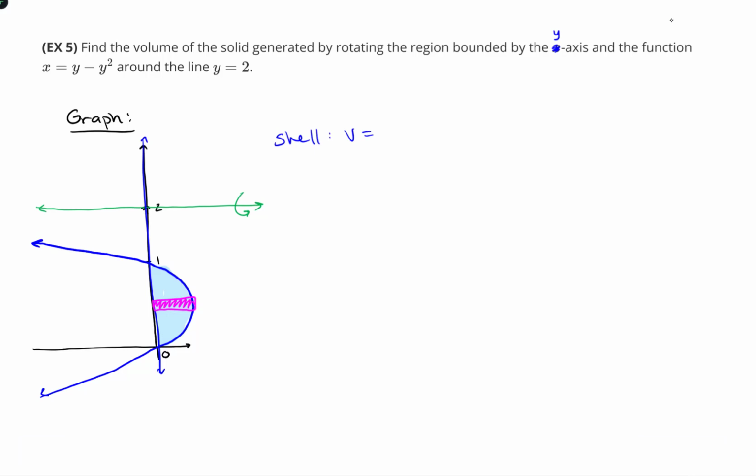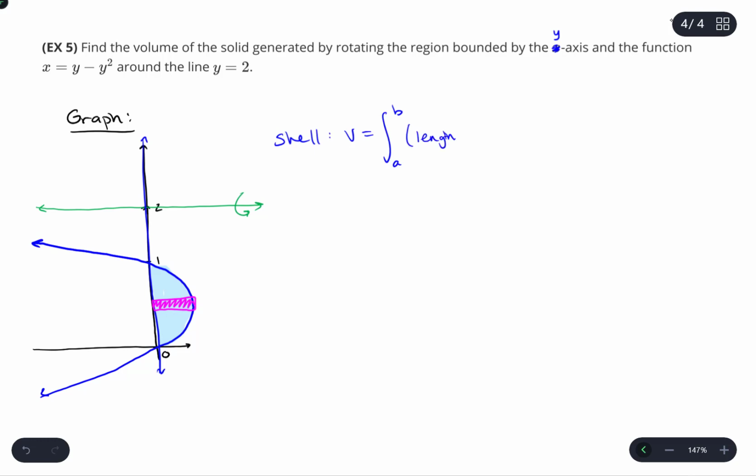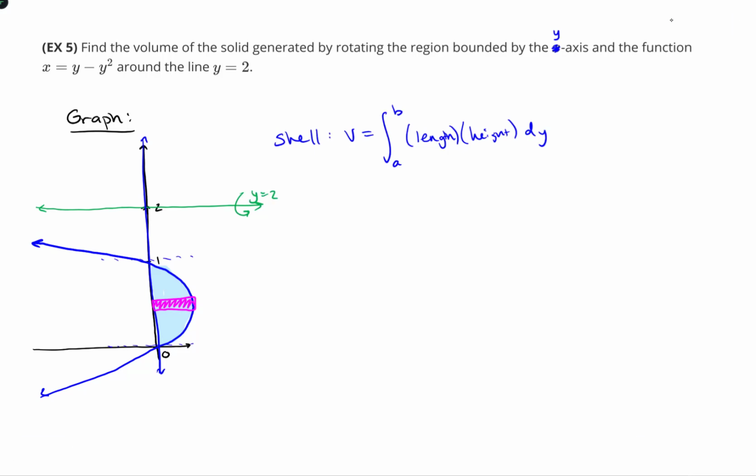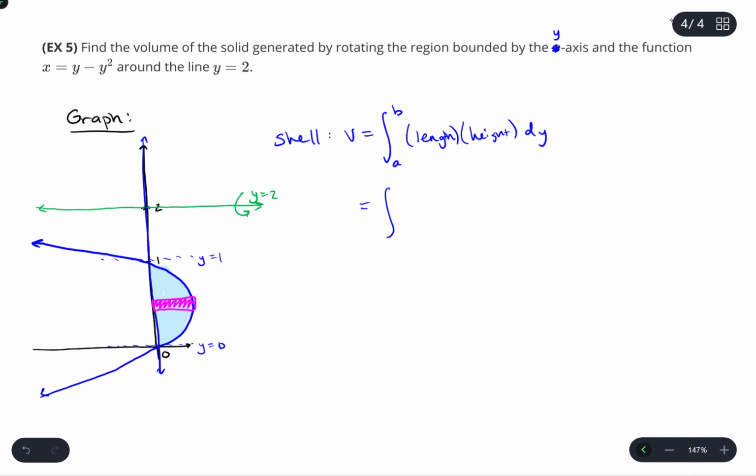So volume is found by doing the integral from a to b of the length of each shell times the height of each shell, and we've determined we're going to integrate dy. Okay, so the endpoints of integration, remember this variable is y, so that means the endpoints are functions of y, so I'm going from y equals 0 to y equals 1. And that's our endpoints of integration.